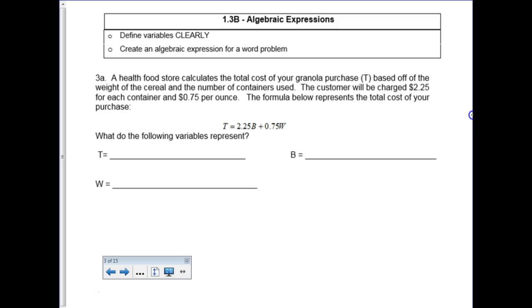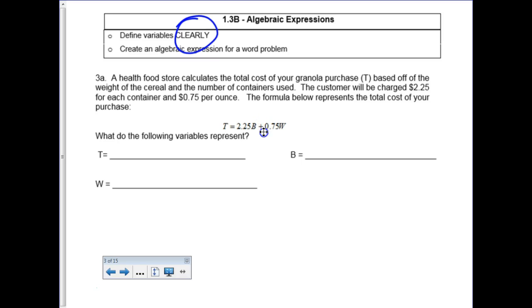Okay, next section. This is another repeated section, but we've been working pretty hard at this during class this week, making sure that we clearly identify those variables. So very specific things here. We are trying to calculate the total cost of a granola purchase based off the weight of the cereal and the number of containers used.